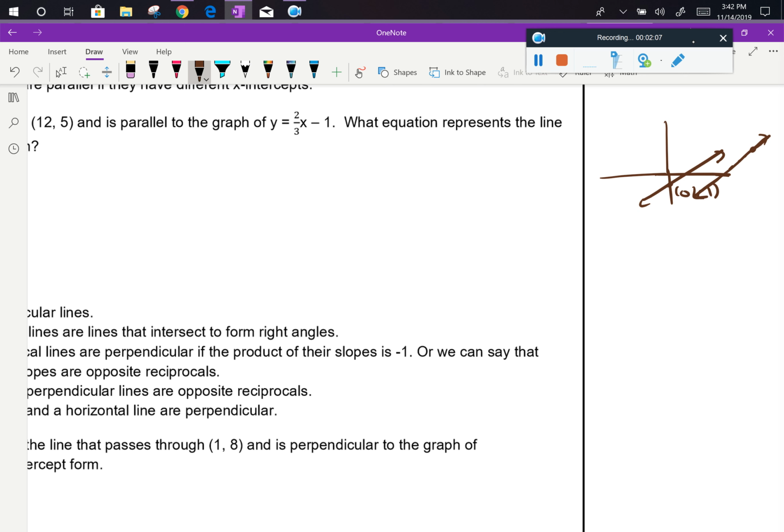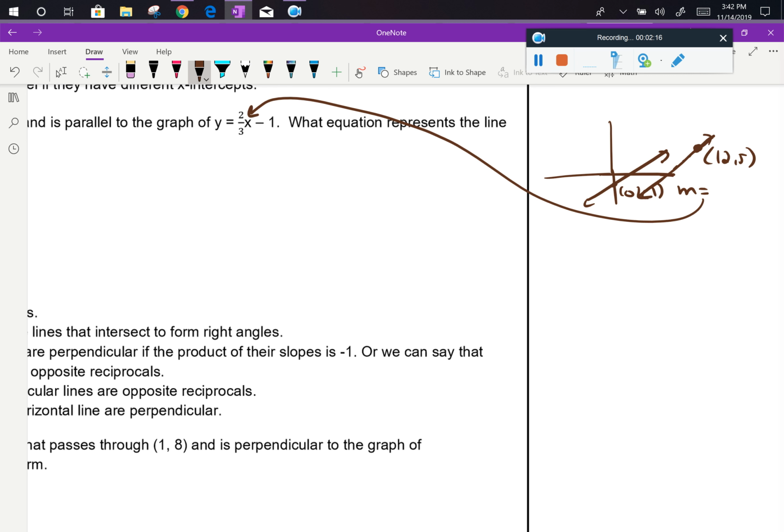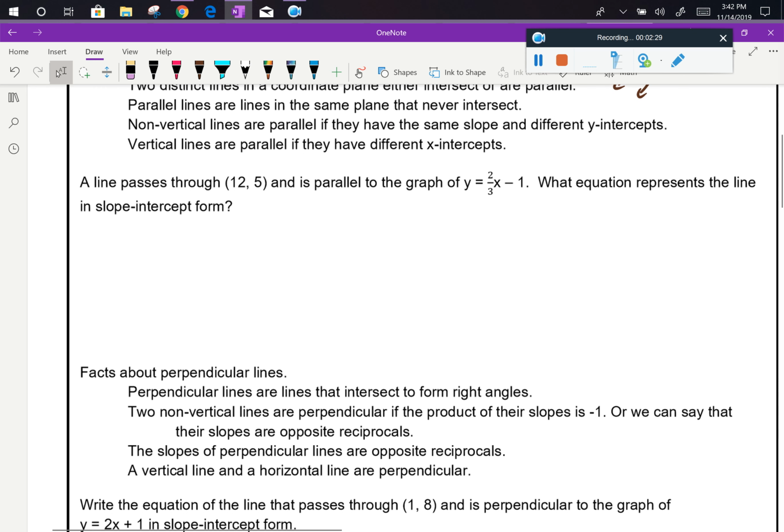So if I think about it, I know two things. I know that it goes through the point (12, 5), and I know that it has a slope the same as this one. So I know that the slope is 2/3. Okay, well, we know how to write point-slope equations when we know a point and a slope. So let's put that to work. If I do y minus y1 equals m times x minus x1, I put in the x I know for x1, and I put in the y I know for y1.